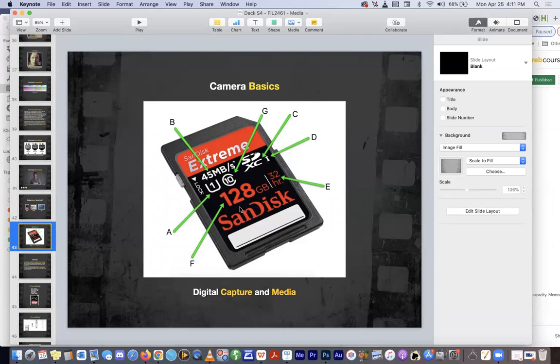So we had a little homework assignment. You guys did a worksheet where you had to tell me what each one of these specific references was on the SD card and what information it was trying to tell you. Can anybody here tell me what's the total recording capacity of this card?